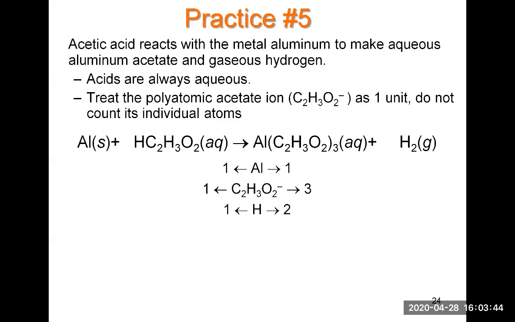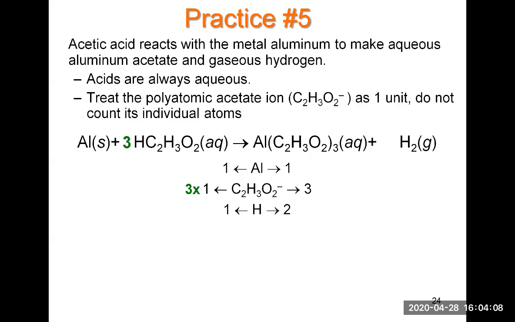So we need to balance the acetate and the hydrogen. And you always want to start with the polyatomic ions. Here we have 3 acetates on the right, only 1 on the left. So let's make it 3 on the left by multiplying by 3. And that coefficient 3 will show up in front of the acetic acid.